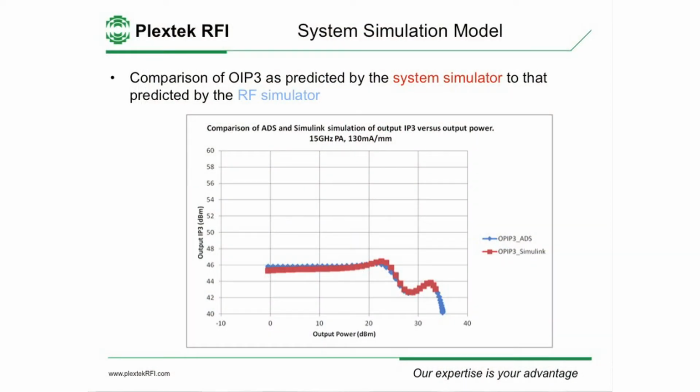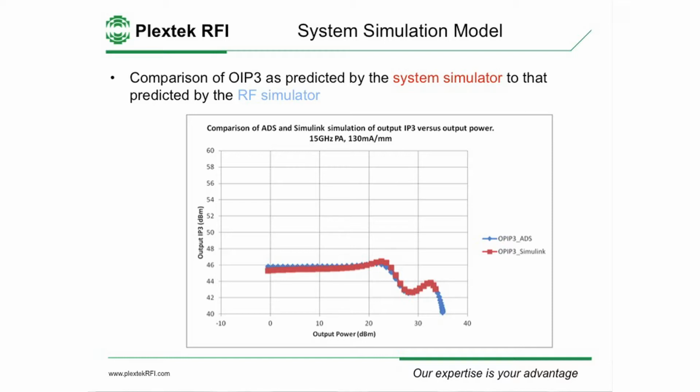So what we did after implementing this system model was to cross-check the output IP3 performance predicted by our circuit simulator. Could we reproduce this with our system simulator? Because we should be able to. It's a simple one, just 2 tones in. If we can't do this, what chance have we got of predicting the performance with a 256 QAM modulation?